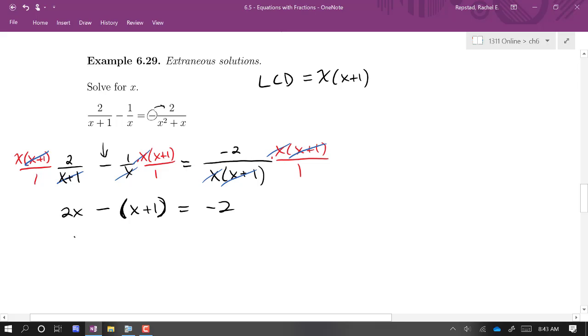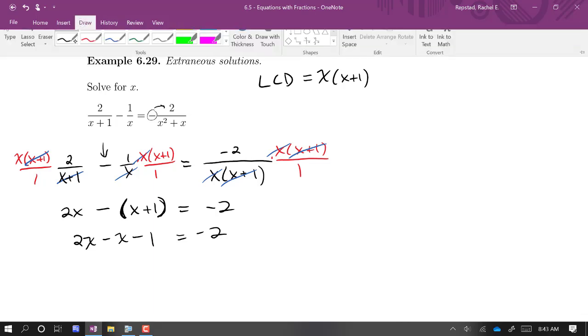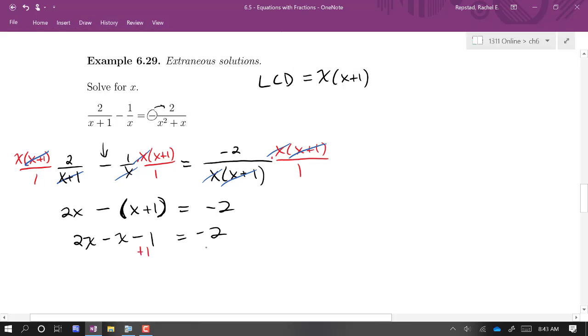So now we could solve this. I'm going to distribute that negative over here. So 2x minus x, whoops, minus 1 is equal to negative 2. I'm going to add 1 to both sides.